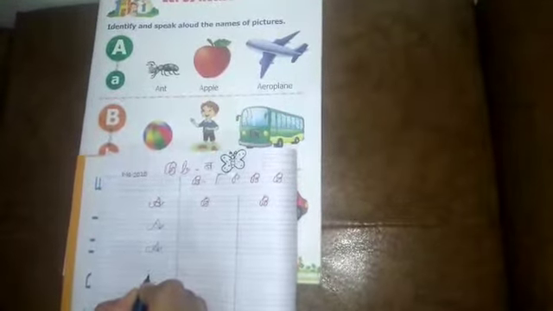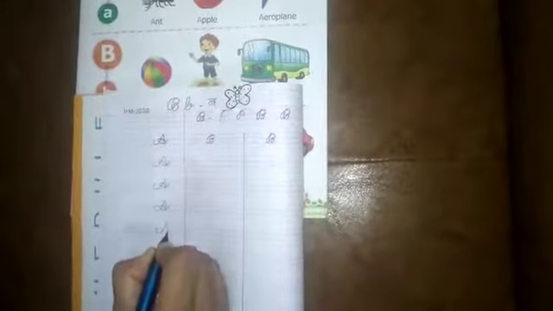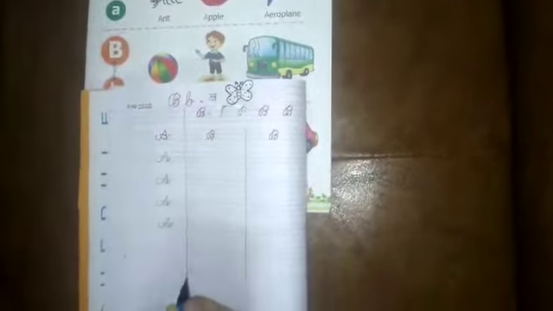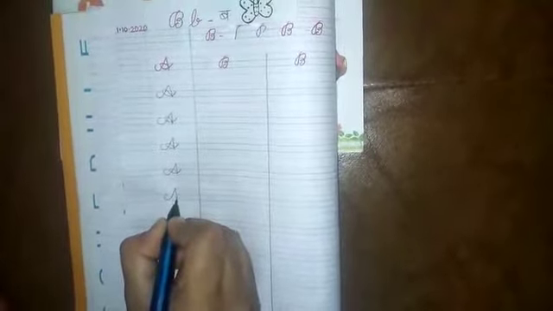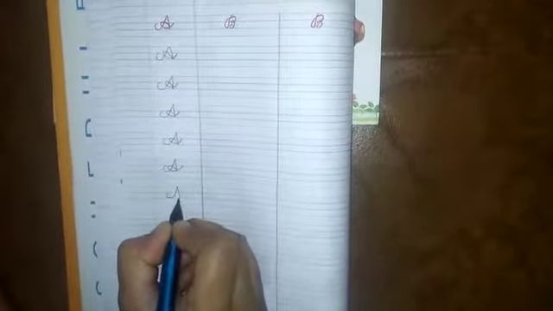A for apple. A for ant. A for aeroplane. Again, A for apple. A for aeroplane. A for ant. How to write? Again look here.